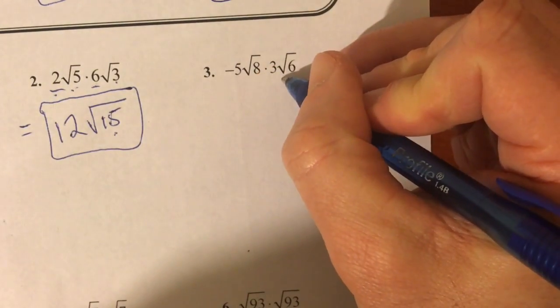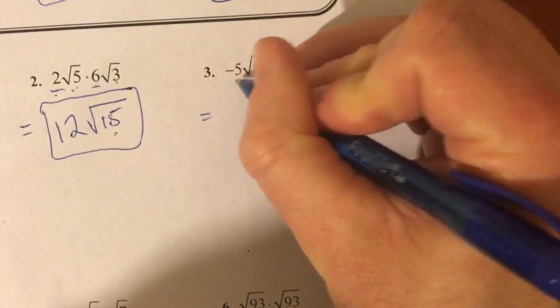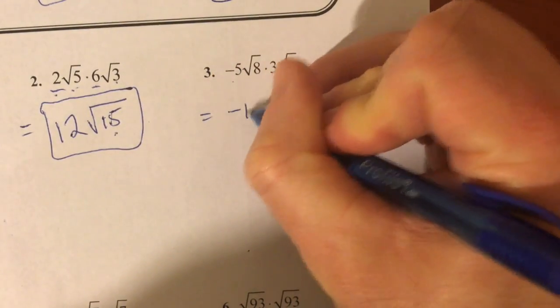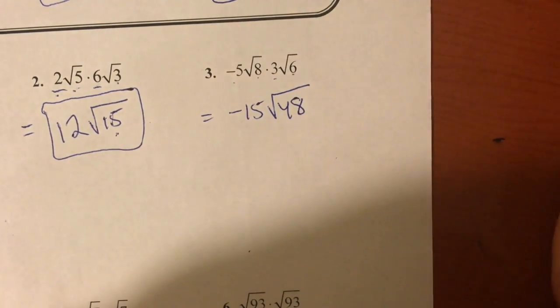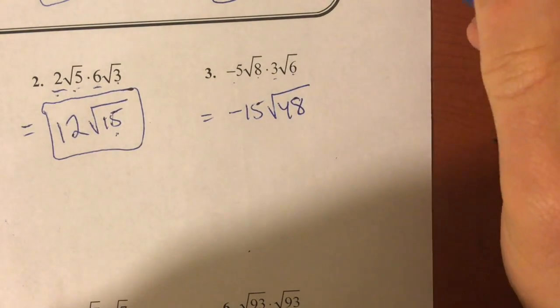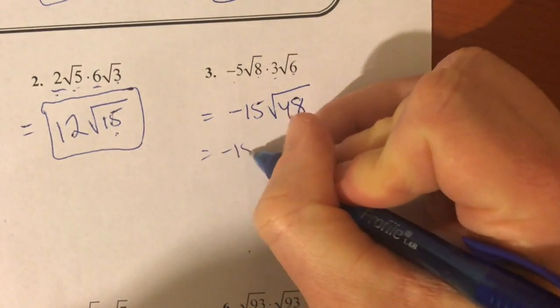-5 root 8 times 3 root 6. That's going to give you -5 times 3, -15. Root 8 times root 6. Root 8 times 6 is 48. 48, not a perfect square. Let's reduce.